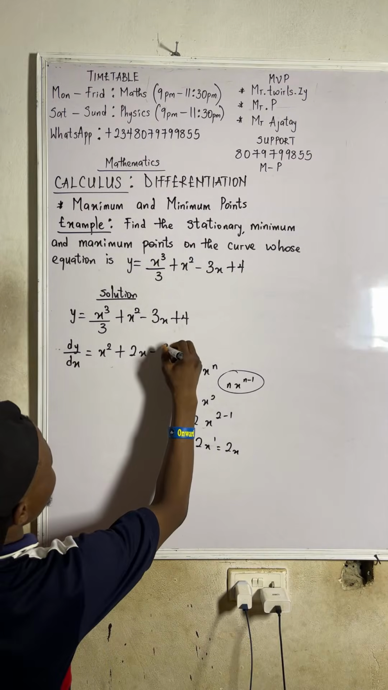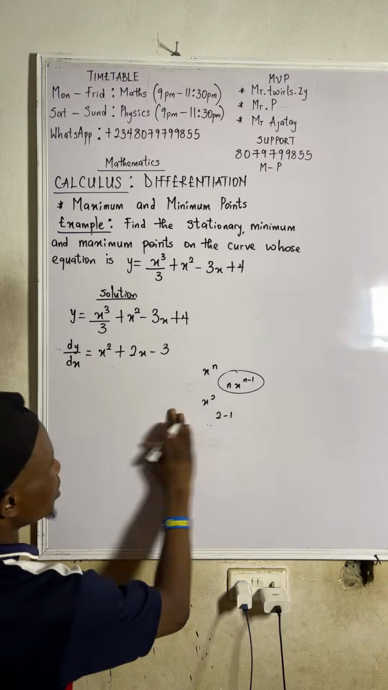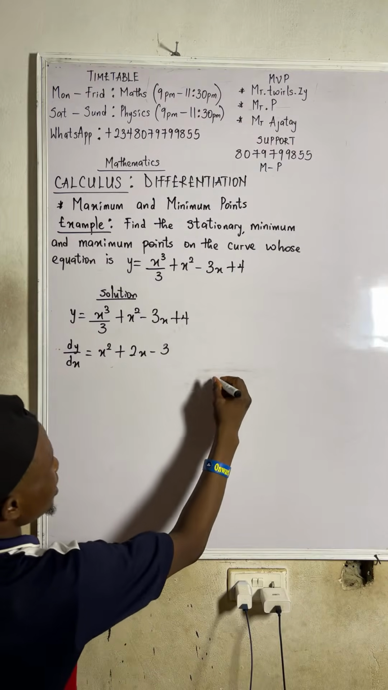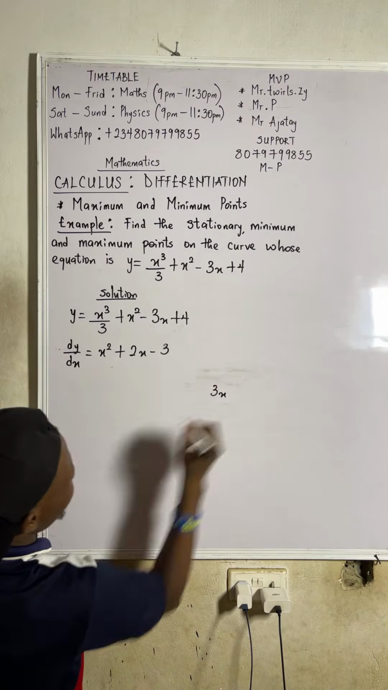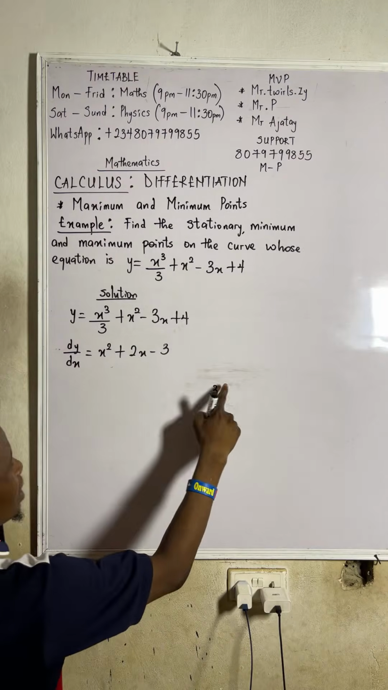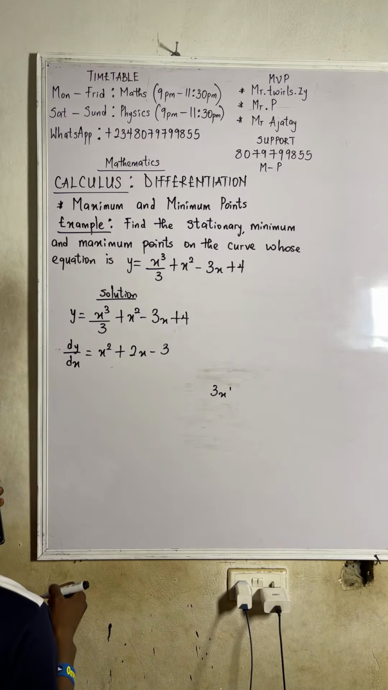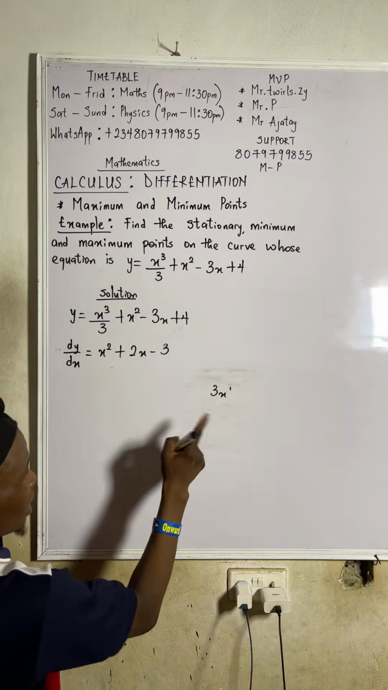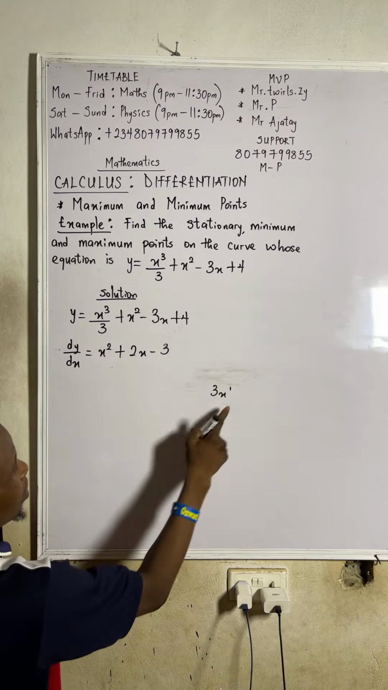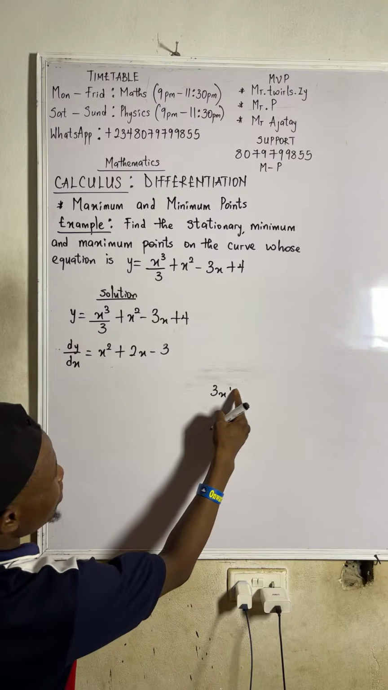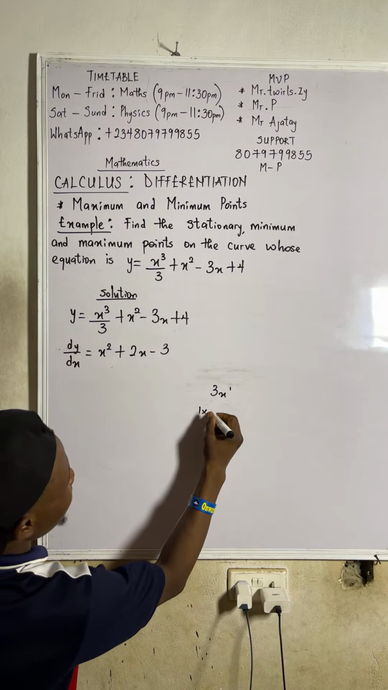So the answer is minus 3, right? So now how do you get minus 3? Look at it. You have 3x. The power on the x is what? Invisible 1, right? For those that did not get it, I'm explaining this 3x now. The power on the x is invisible 1. The power will multiply the coefficient here. That will be 1 times 3.